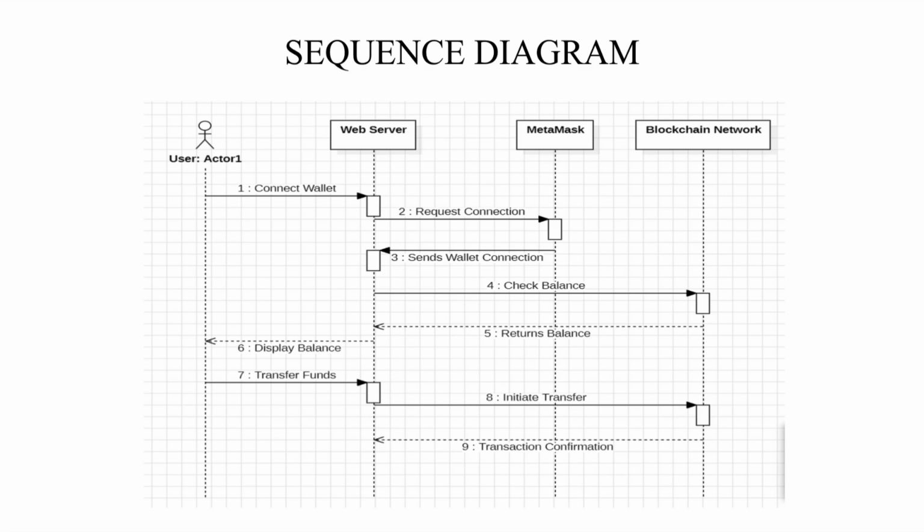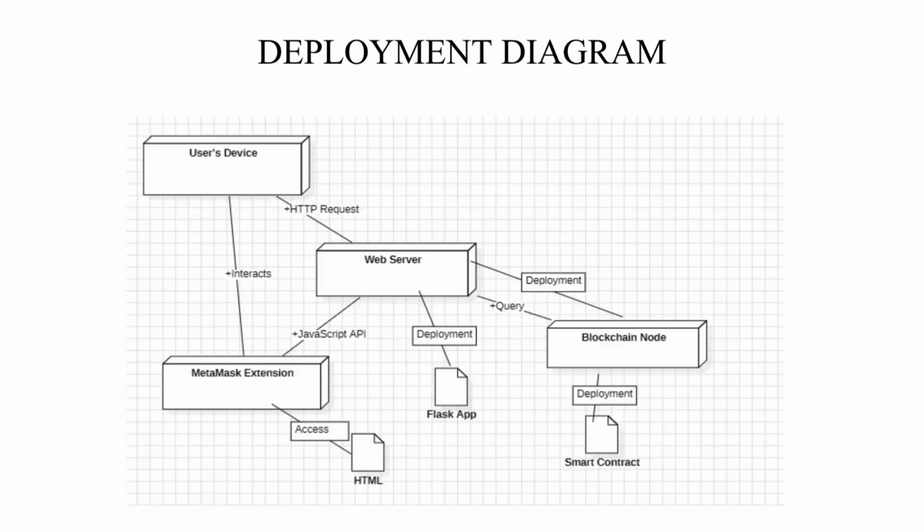The web server sends a transaction initiation message to the blockchain network. The blockchain network presumably validates and confirms the transaction. Overall, the sequence diagram shows how users interact with the web server to view their balance and initiate transfer of funds on the blockchain network. The web server acts as an intermediary between the user and the blockchain network.